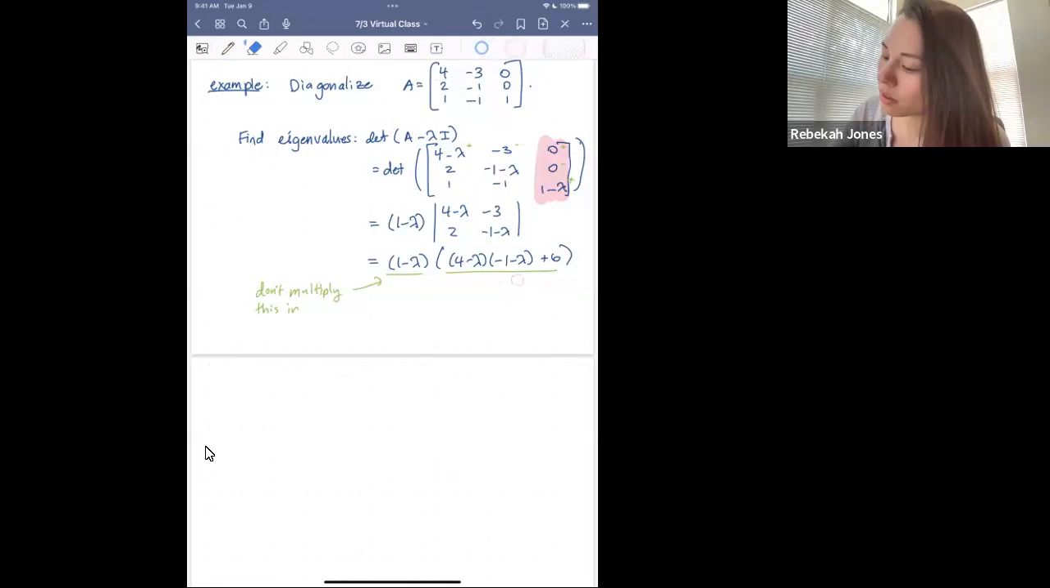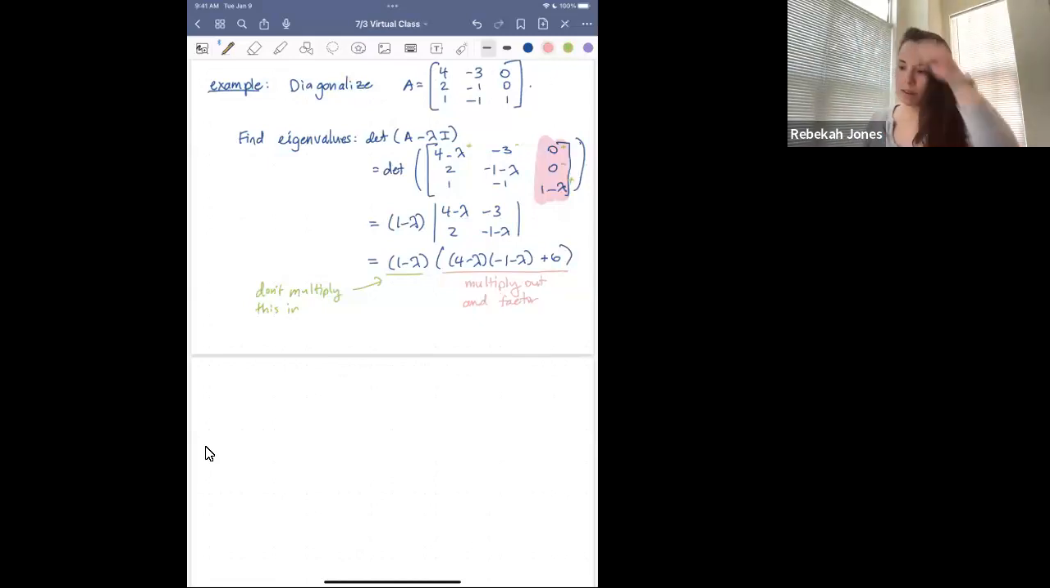Maybe I'll change colors so it's clear. So this portion right here, we want to multiply this out and factor. And this is a reason why this particular example is nicer, because what we end up having to factor is a quadratic, not a cubic. And remember, you can always use the quadratic formula if you get stuck on factoring, at least if all you're trying to factor is a quadratic, right?